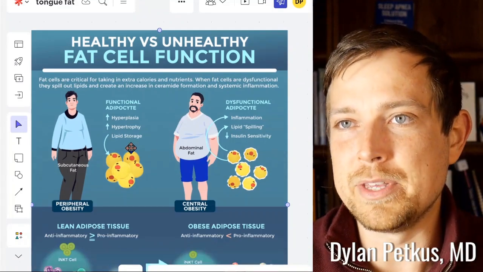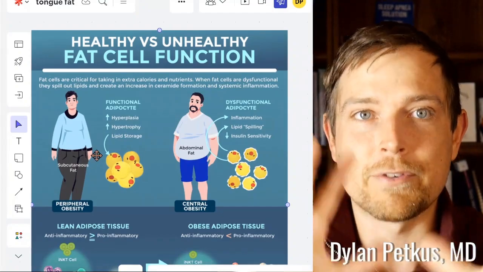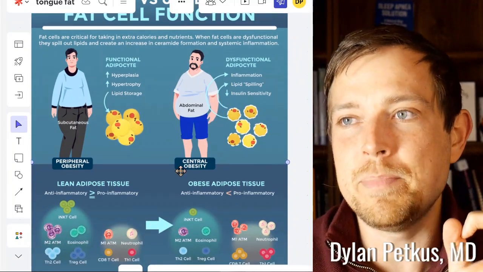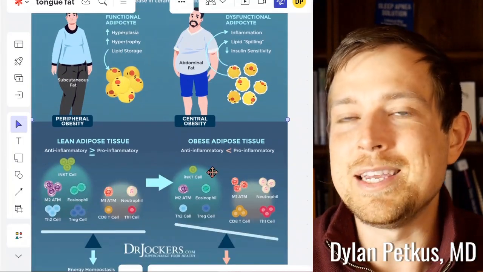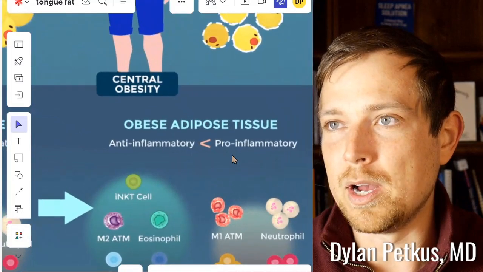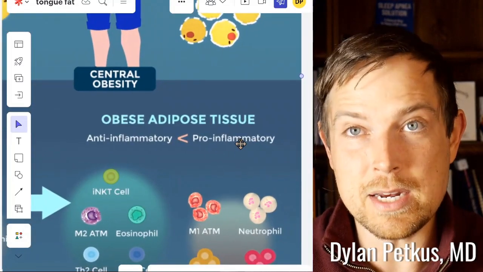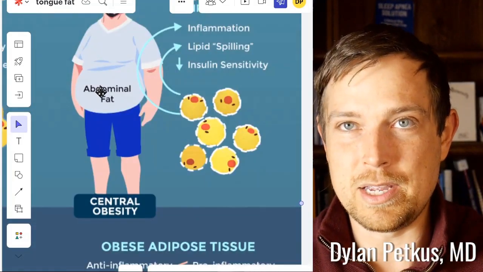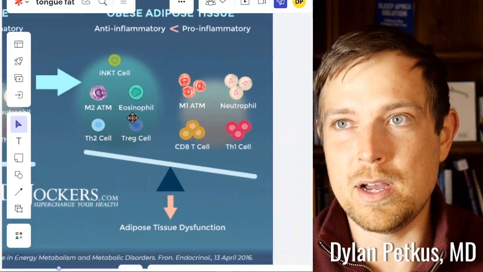So when we think about the left with subcutaneous fat or peripheral obesity versus visceral or central obesity, one of the biggest things is going to be the inflammatory status in your body. When you have more of a pro-inflammatory state in your body, this is going to lead to more visceral fat, not only in your belly, but also in your tongue.